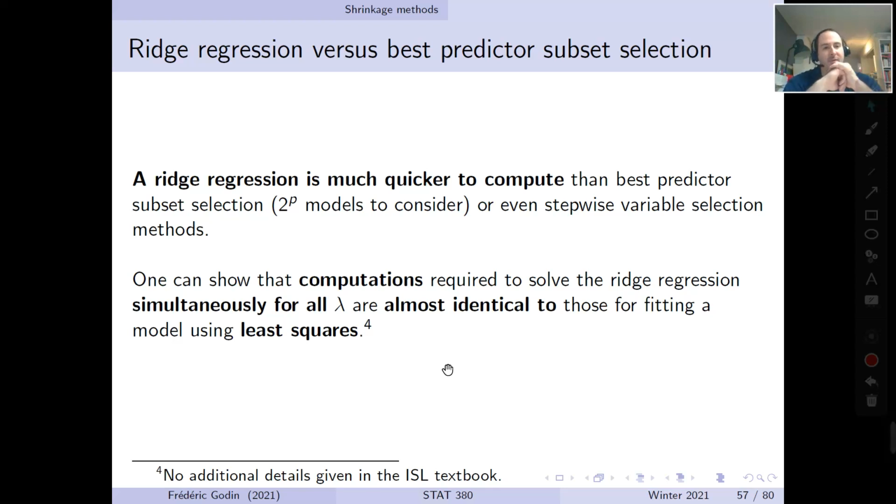So the running time for ridge regression is not much slower than for a single run of lambda.